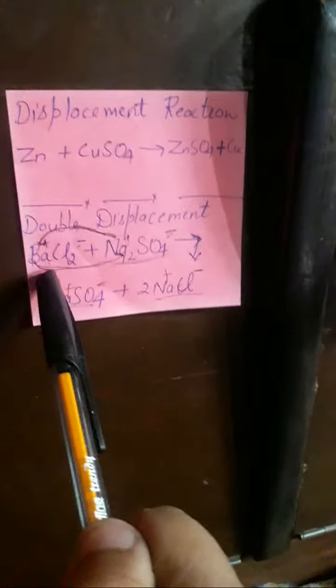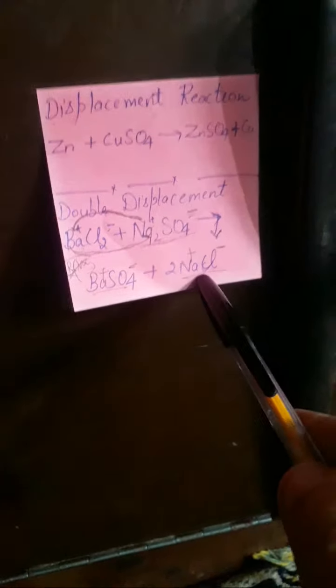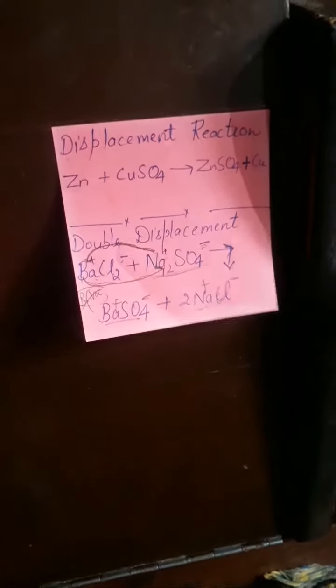So it means that there is a double displacement. Barium is displacing here and again sodium is displacing in the place of the barium. So the new products which are formed after the reaction of barium chloride and sodium sulfate are barium sulfate and sodium chloride. So these are the two things, that is displacement reaction and double displacement reaction.